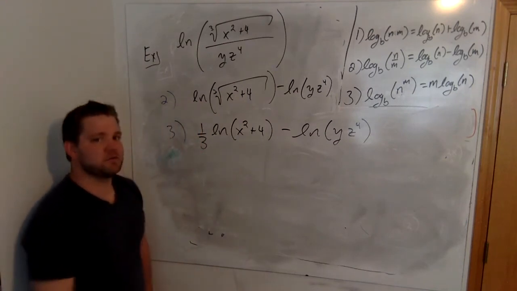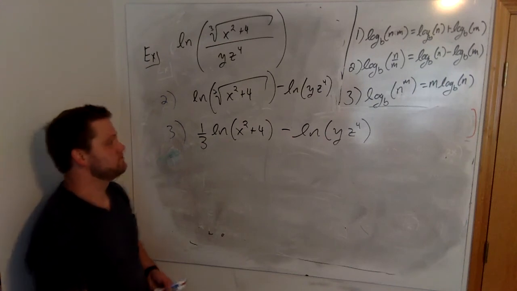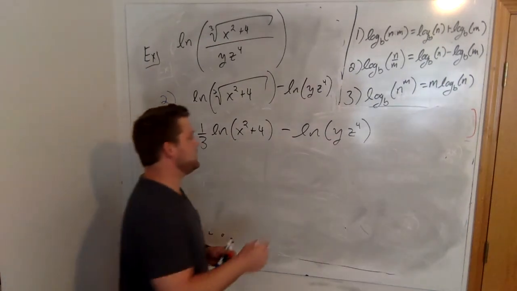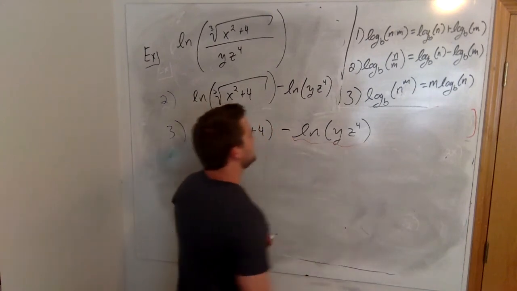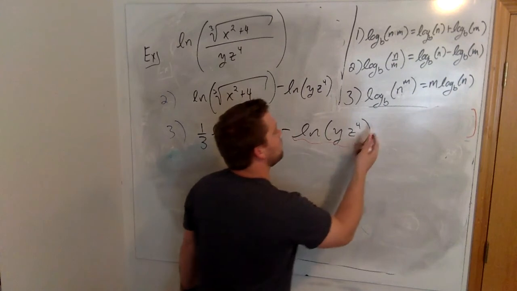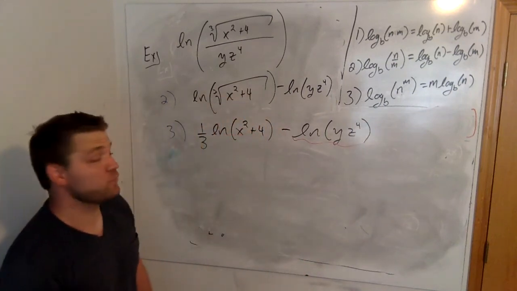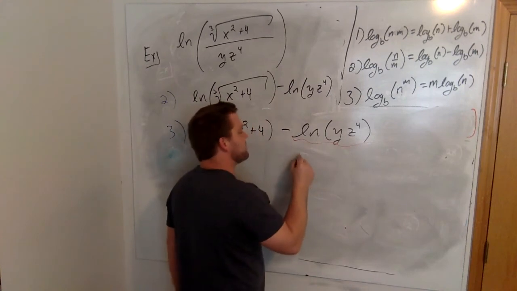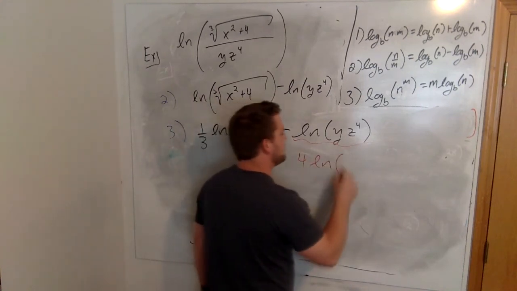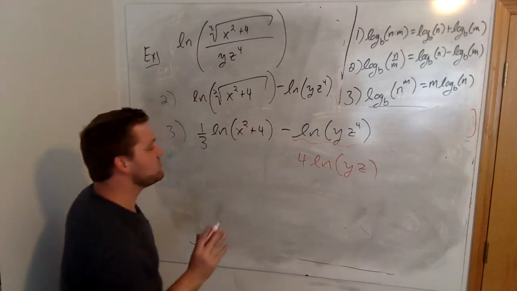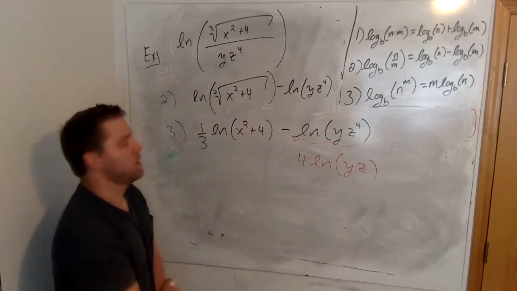Here is another common mistake that I see students make from here, specifically on this piece right here. They see something being raised to the 4th power, so what some students want to do is write this as 4 times the natural log of y times z. This is incorrect. Maybe pause for a second and think about why this is wrong.